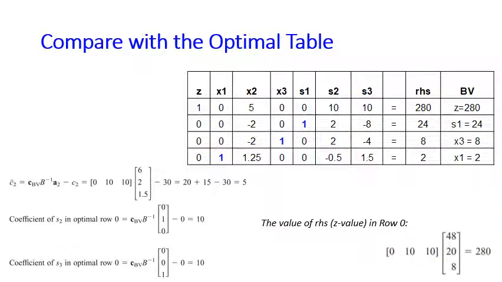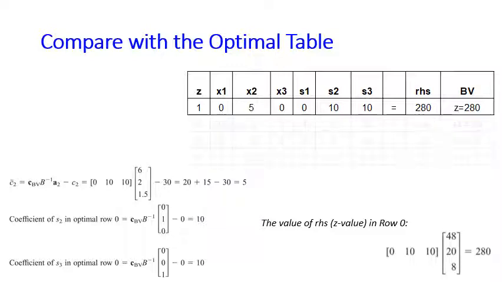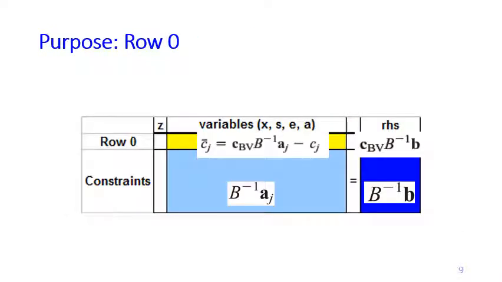To convince ourselves, let's check the optimal table of the Dakota problem for row 0. The coefficient of x2 is indeed 5. The coefficient of s2 is 10. The coefficient of s3 is also 10. And the value of the right-hand side is 280. Again, as I said before, the value for basic variables in row 0 is always 0. Okay, so everything is complete now. We may construct the optimal table of a linear programming problem using all these notations and formulas.